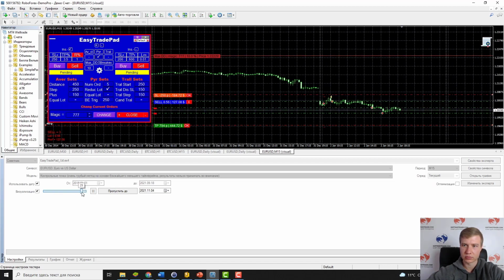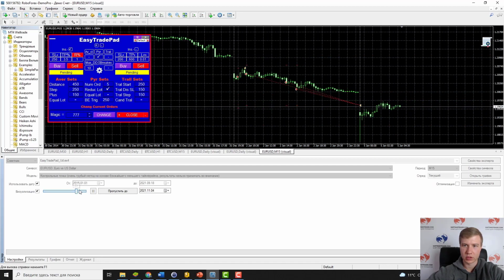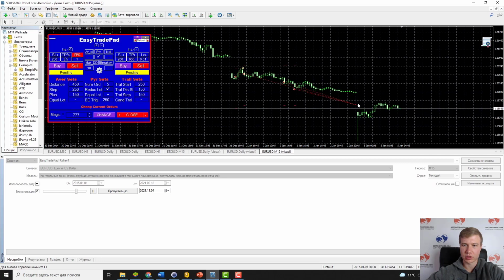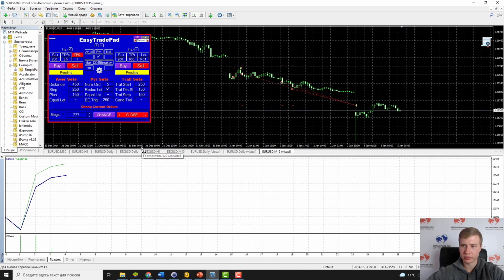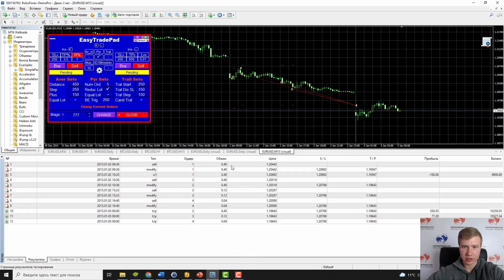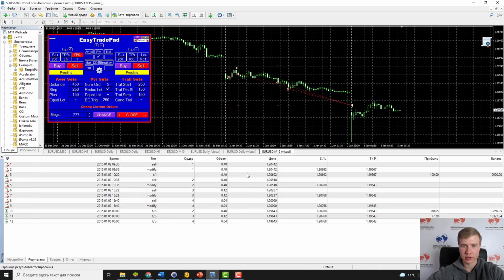And now there was a pyramid closure, respectively. We have a significant increase in capital. At the same time, as you can see, the volume of our transactions decreased from the initially opened one. At first we have 0.04 lots, then we opened 0.12 and 0.04 lots.